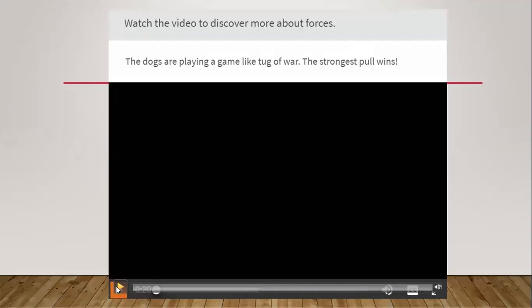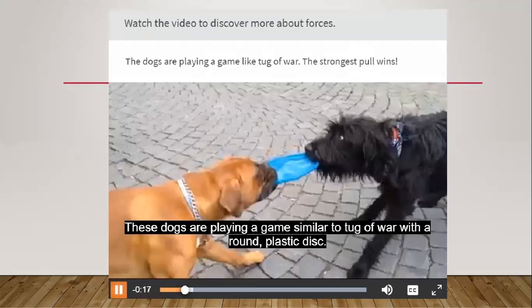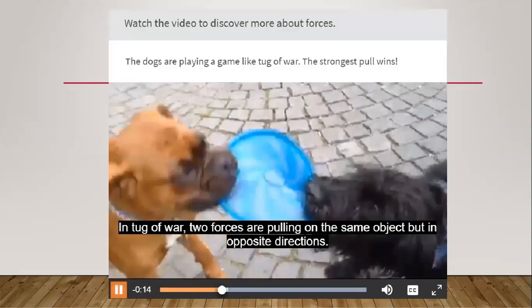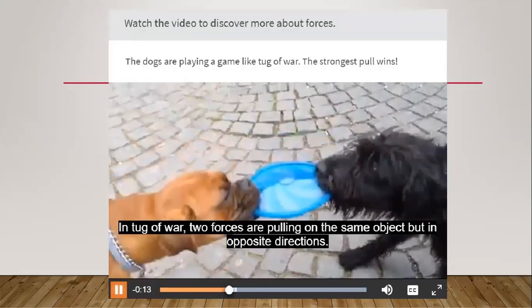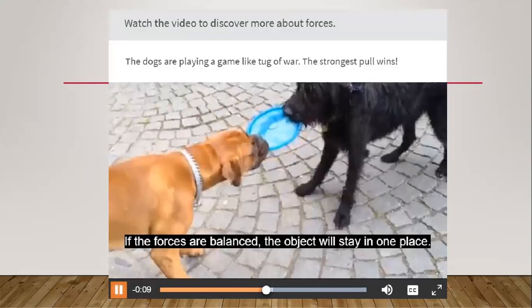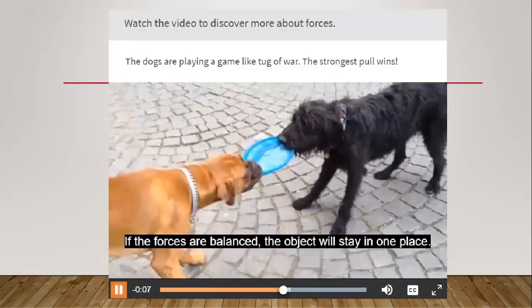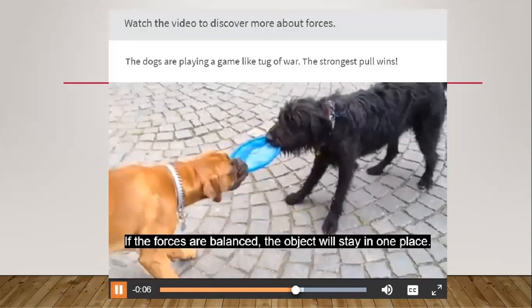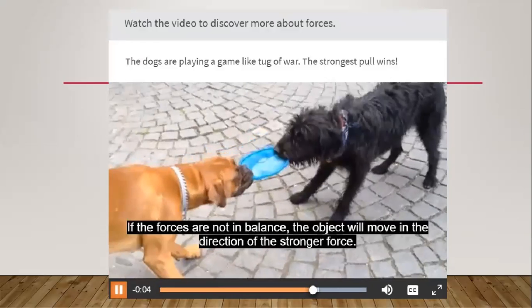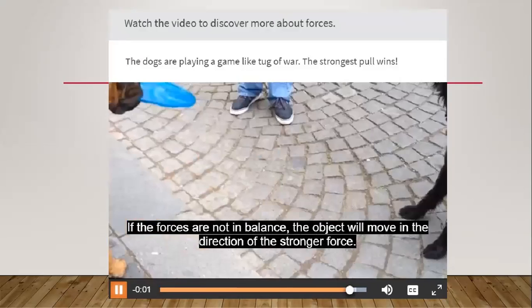Here, let's see the dogs playing the tug of war game. And let's see who will win. These dogs are playing a game similar to tug of war with a round plastic disc. In tug of war, 2 forces are pulling on the same object but in opposite directions. If the forces are balanced, the object will stay in one place. If the forces are not in balance, the object will move in the direction of the stronger force.